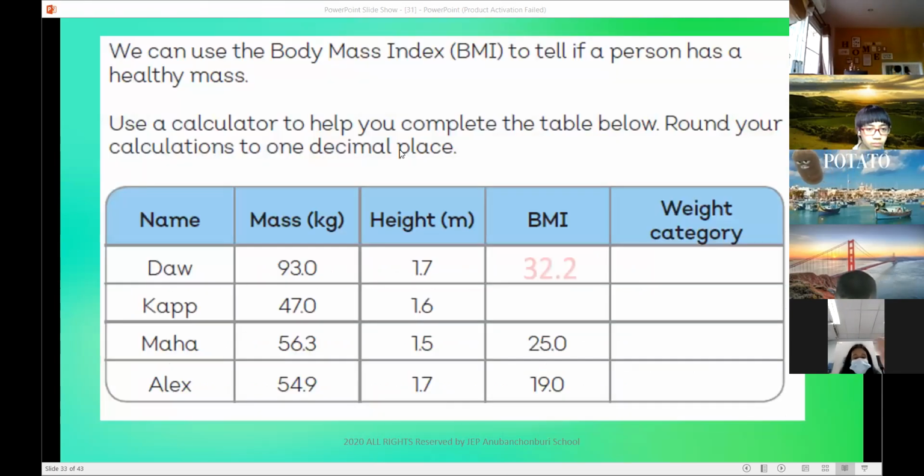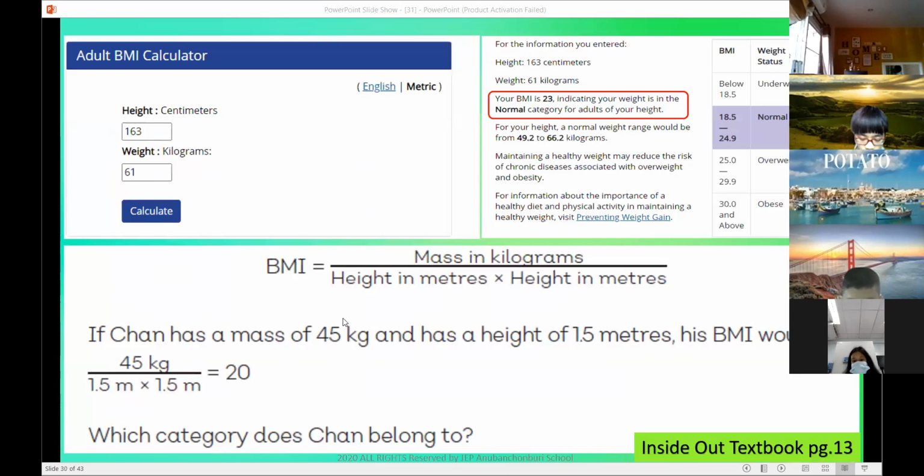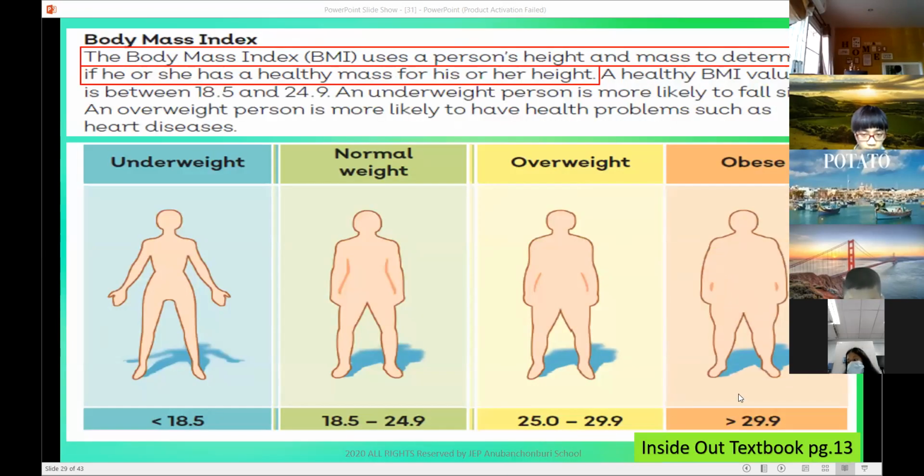Now let's proceed here. Dough has a mass of 93 kilograms and the height is 170 centimeters, or 1.7 meters. And the BMI is 32.2. What is the weight category of Dough? Okay, so what's the answer here? What's the weight category of this person? Obese. Obese, right? Because if you open your book, 32.2 is obese, right?